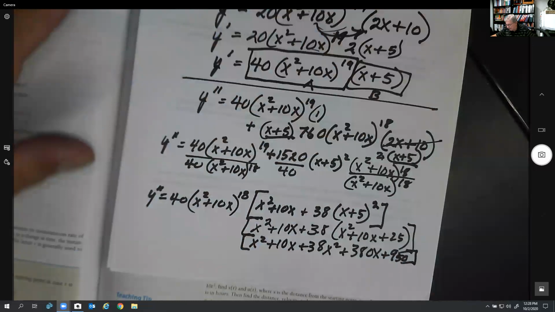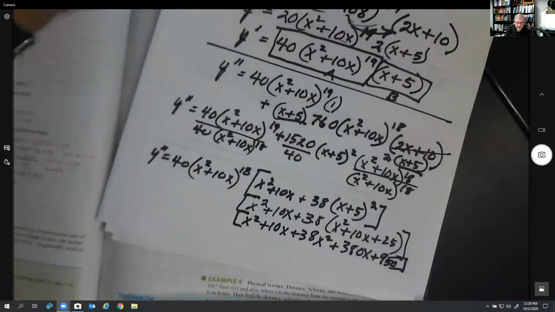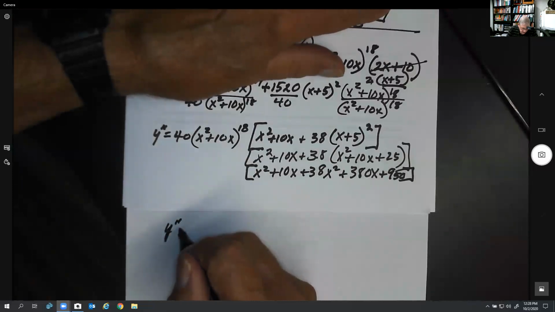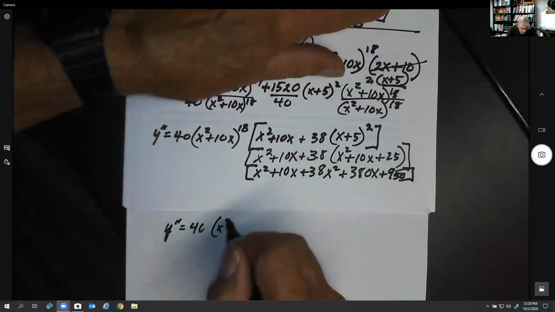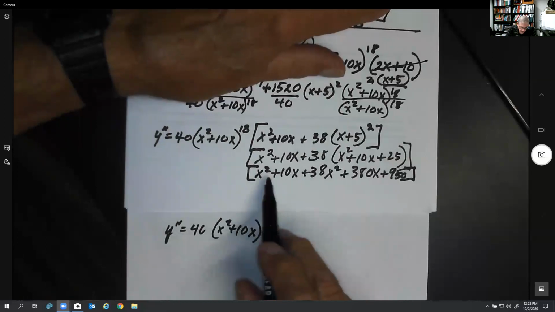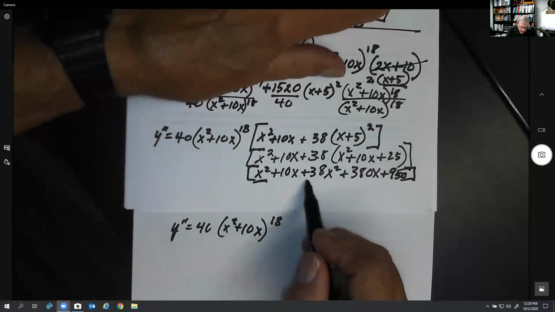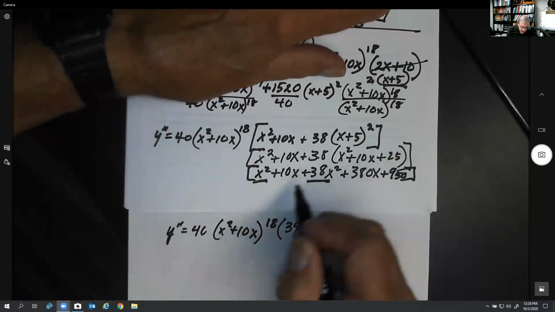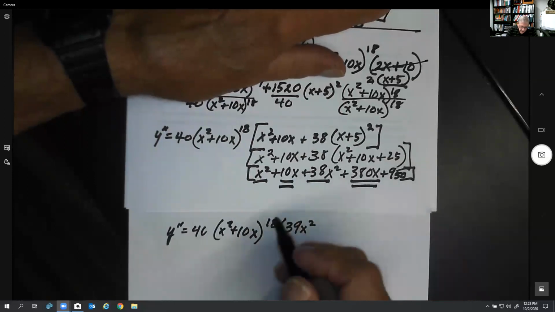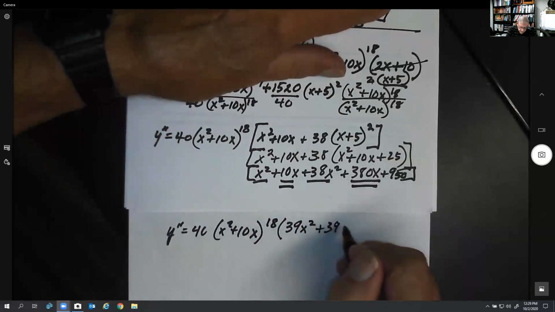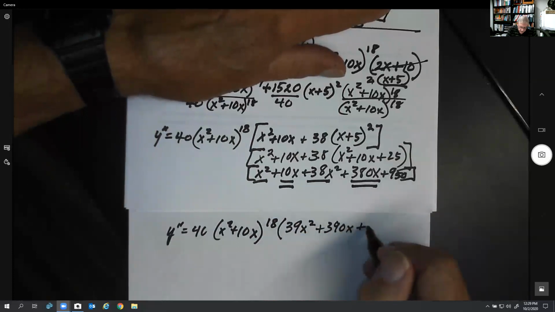All right, I still have this in front. So I'm going to get another sheet of paper because I ran out of room here. I'm going to put this down. So you can see these are just a ton of fun. So y2 is now 40 times x squared plus 10x to the 18th. And now I'm going to simplify this whole thing. Okay, I got an x squared here, I got an x squared here. I've got a 39x squared. I've got a 10x and a 380x, which is 390x, plus the 950.